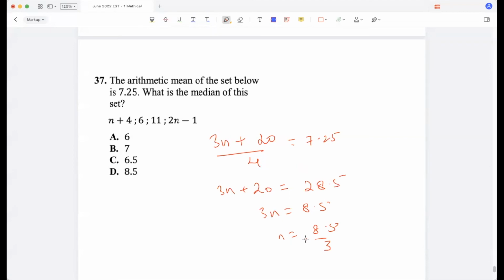n, 3n, 6 and 4, 10, minus 1, 9, 11, 9, 20 by 4 is 7.25. So 3n, sorry, this is 29. So this is 9. So n is 3. So 7, 6, 11, 5. Right? So the numbers are 5, 6, 7, and 11. So the median is 6.5.